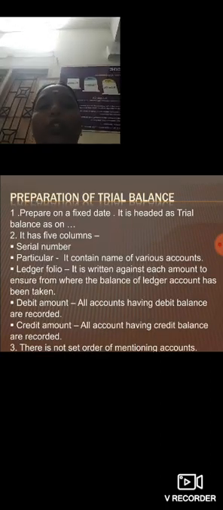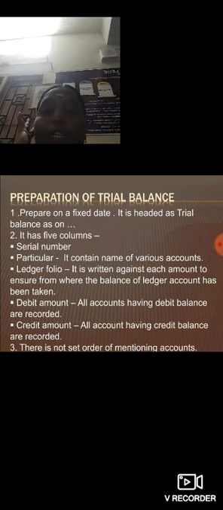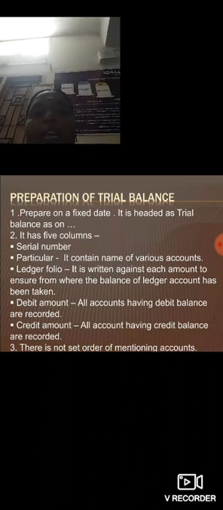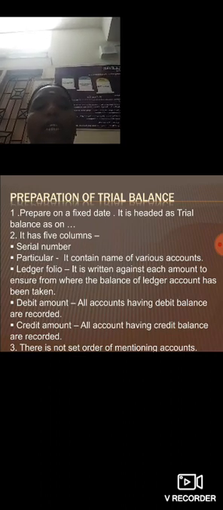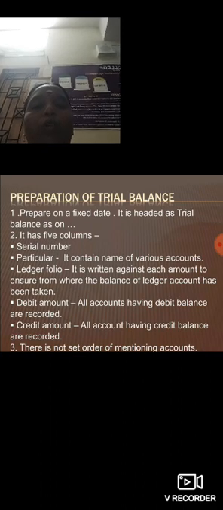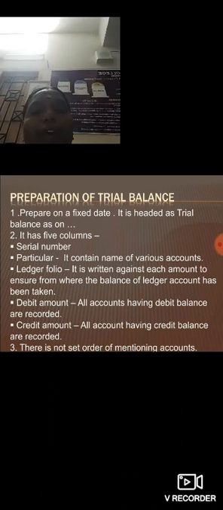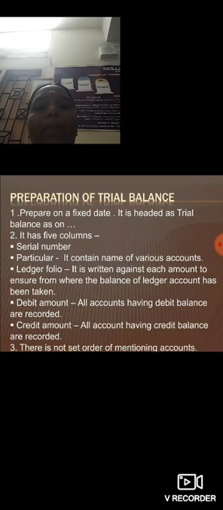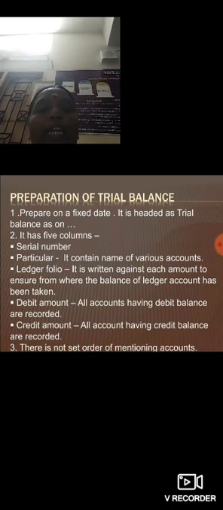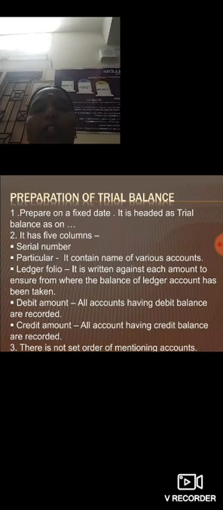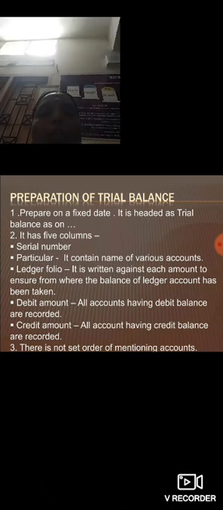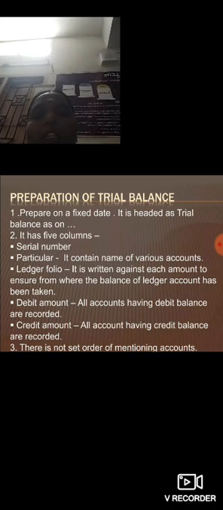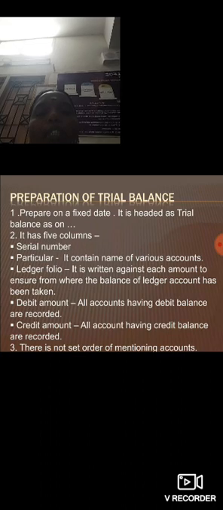How to prepare a trial balance? To prepare a trial balance you have to fix one date, and at the head of the trial balance you will write trial balance as on that particular date. It will have 5 columns. The first column is serial number, second is particulars, which will contain all your various ledger accounts. Ledger folio represents the ledger folio number from which that particular balance has been taken, to ensure where the balance of the ledger has been taken from.